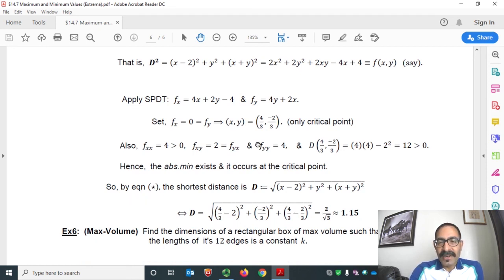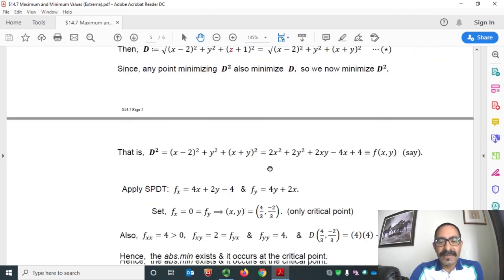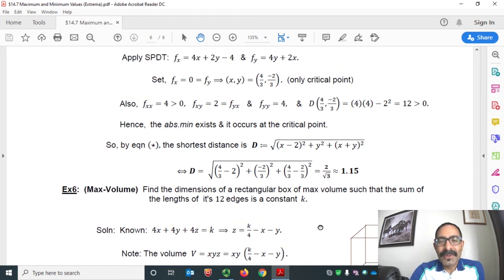So by equation star, put x and y values here, then that gives us the shortest distance, which turns out to be, put x equals 4/3, y equals minus 2/3. Simplify, it gives us 2 over radical 3, approximately 1.15 units. Great. I hope this makes sense to you all.